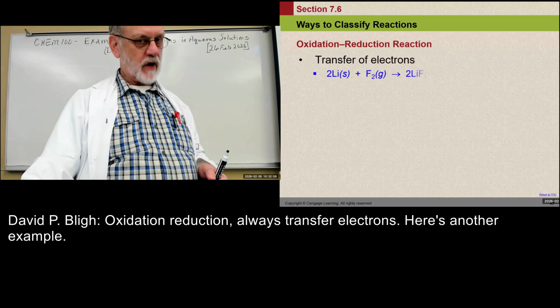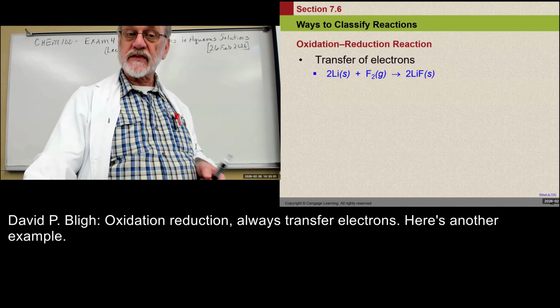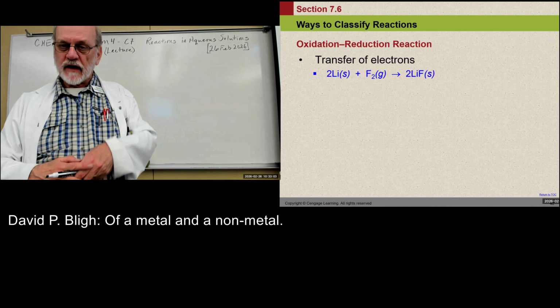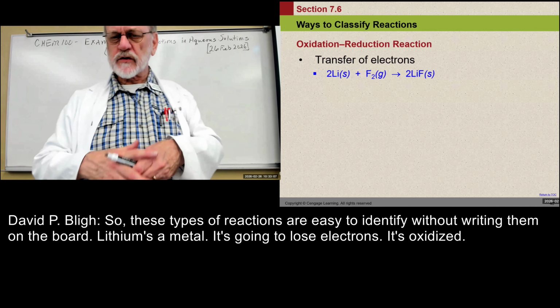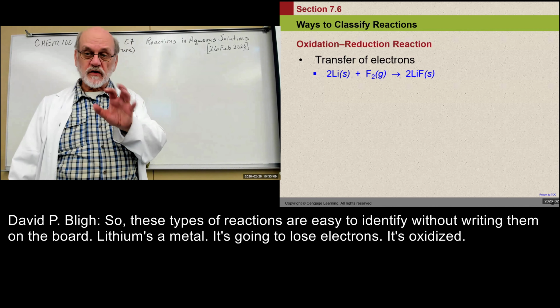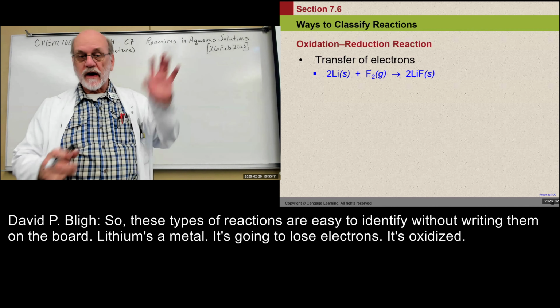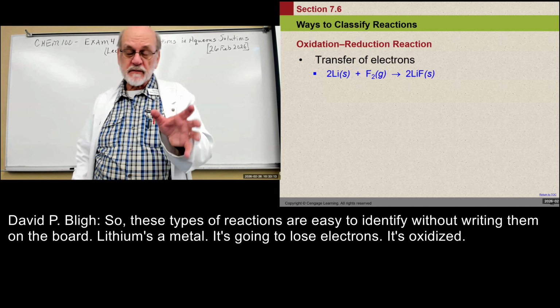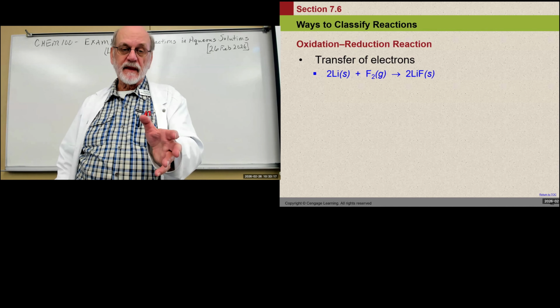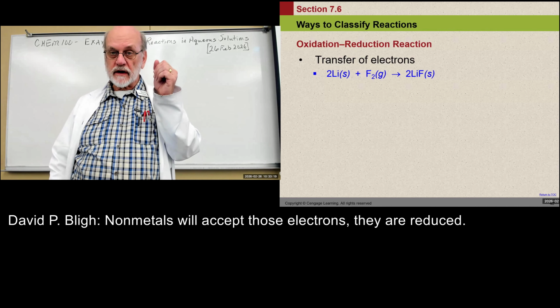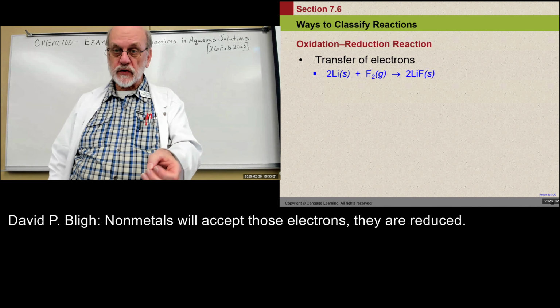Oxidation reduction always transfers electrons. Here's another example of a metal and a non-metal. These types of reactions are easy to identify without writing them on the board. Lithium's a metal. It's going to lose electrons. It's oxidized. Nonmetals will accept those electrons. They are reduced.